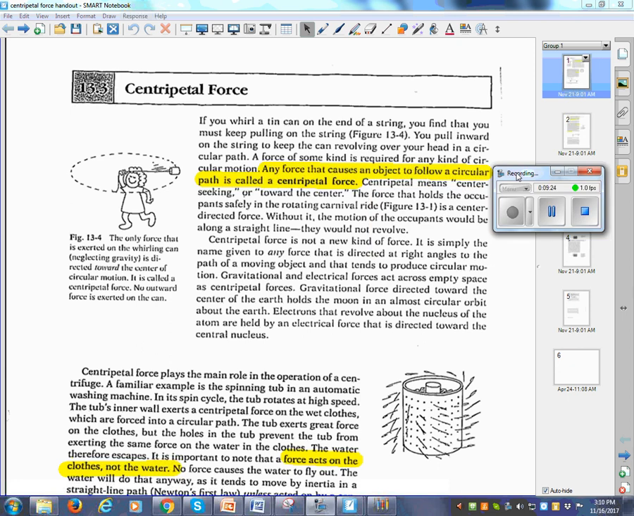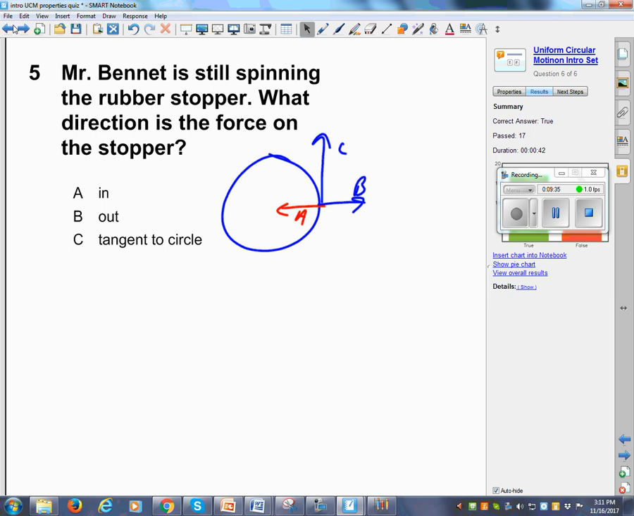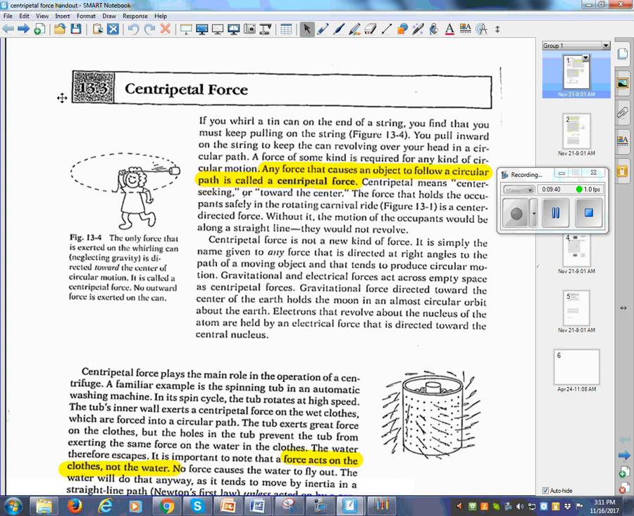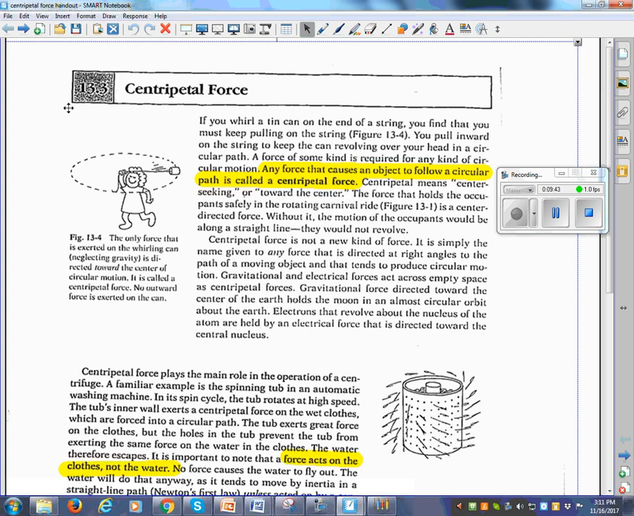Okay, so I'm going to read the handout, and you follow along with the questions as well. So the handout says, if you whirl a tin can on the end of a string, you find that you must keep pulling on the string. You pull inward on the string to keep the can revolving over your head in a circular path. A force of some kind is required for any kind of circular motion. Any force that causes an object to follow a circular path is called a centripetal force.